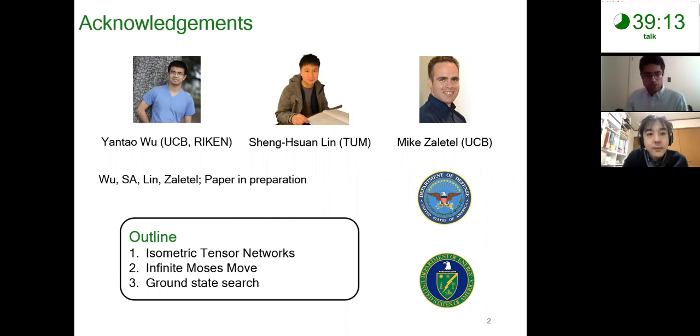In the second part of the talk, I'll then introduce the infinite Moses move, which is an algorithm that we came up with to manipulate this infinite strip geometry. And in the third part of the talk, I'll apply this infinite Moses move algorithm to perform imaginary time evolution on these infinite strips and find the ground state of transverse field Ising models in 2 dimensions.